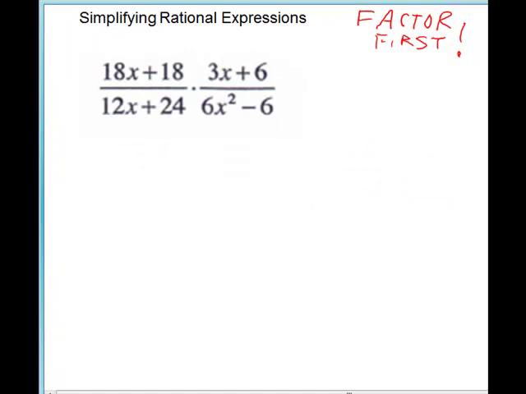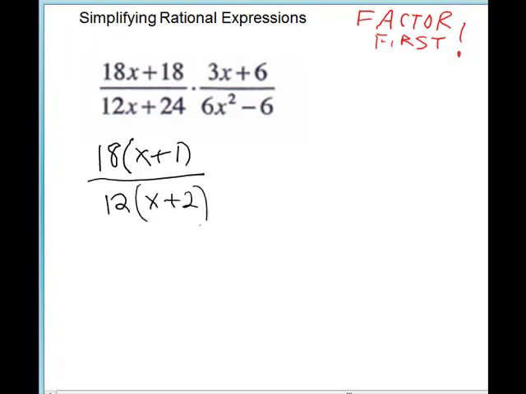We'll look at one more problem. This one is a multiplication, so we don't have to flip. We're going to factor everything. Numerator on the first fraction, all we can do is a GCF. So we'll take out our 18. That will leave x plus 1. Denominator, we can take out a 12. It is also GCF. It leaves x plus 2.